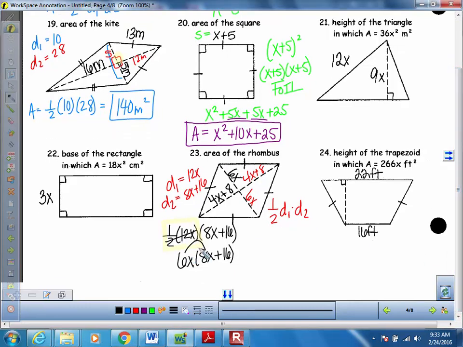So then we distribute our 6x. We do 6x times 8x, which gives me 48x squared. And then I'm going to do 6x times 16, which is going to give me 96x. And that would be your answer.